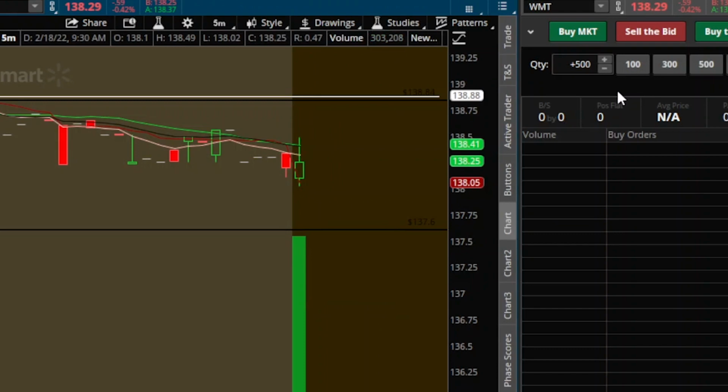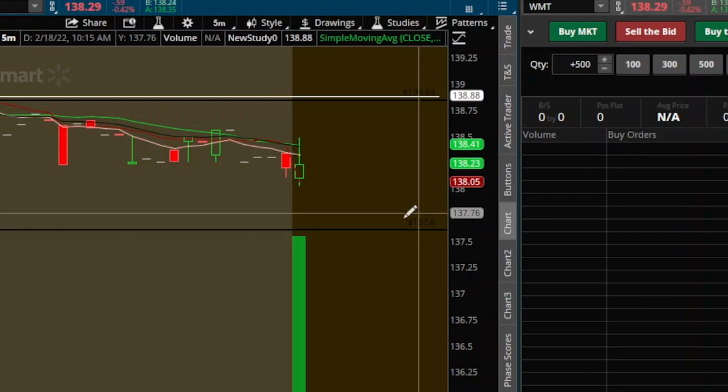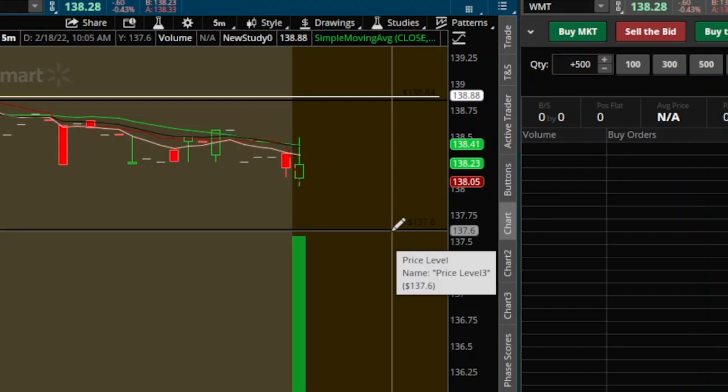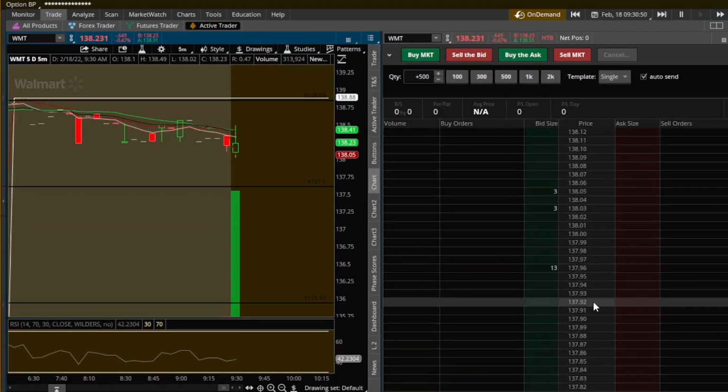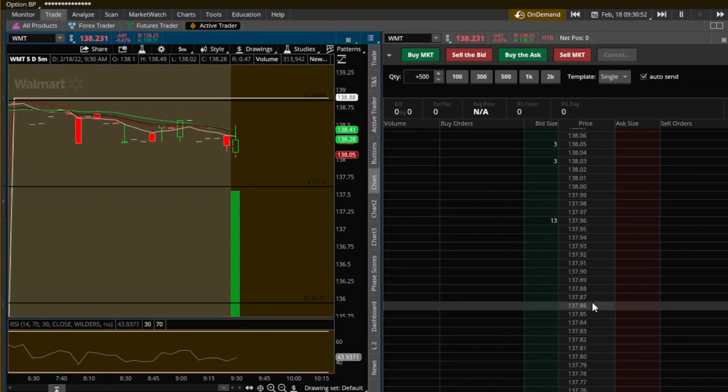Typically, I would trade calls, but I've been practicing with my equity trading as well, and it just works out much better on demand. Sometimes the calls lag a little bit when you're practicing on demand with them. So I know around this 137.6 area, I'm looking to take a bounce. I always wait till it's coming down towards it, and I'm always watching volume as well.